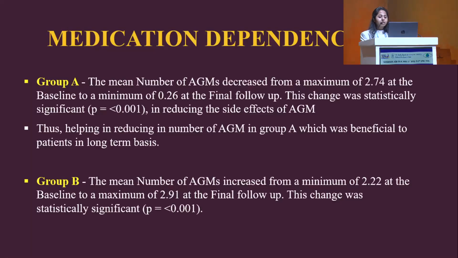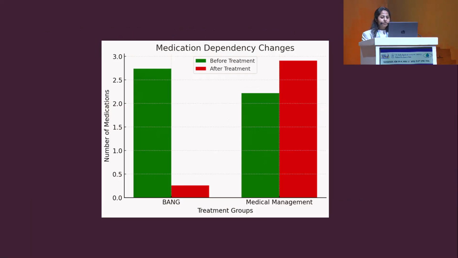In Group B, the mean number of AGM increased from a minimum of 2.22 at the baseline to a maximum of 2.91 at the follow-up. This change was also statistically significant.